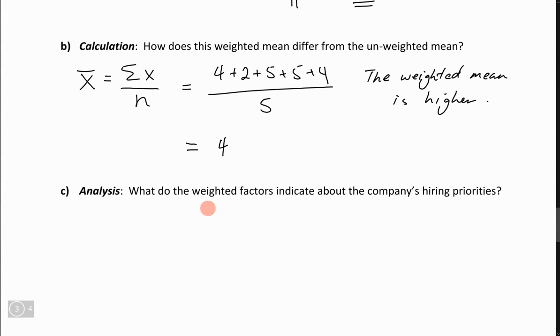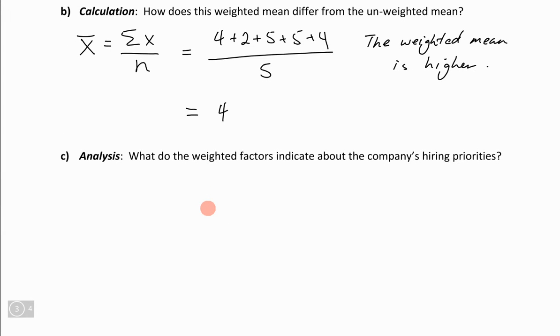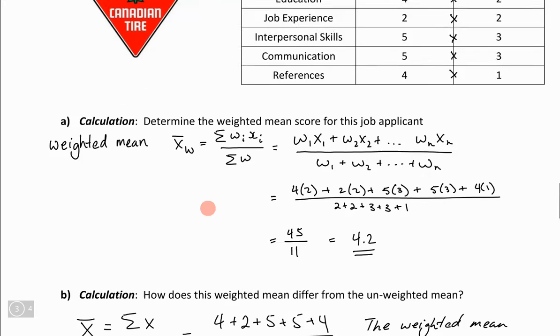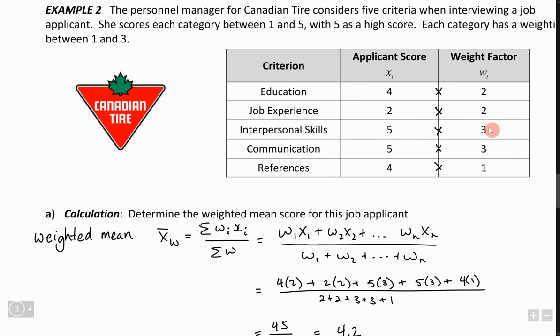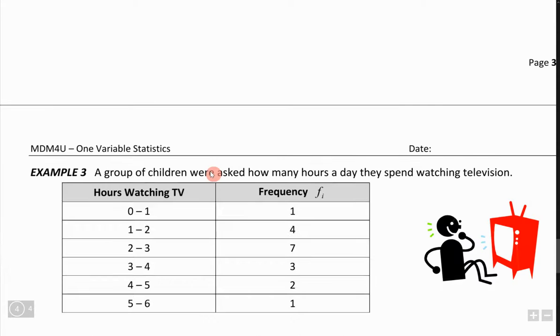All right, and then here part C, what do the weighted factors indicate about the company's hiring priorities? If you look at the weighted factors, it says here that the company is placing more importance on interpersonal skills and communication skills, and there's less importance on references here. Okay, so let's go down to example number 3.